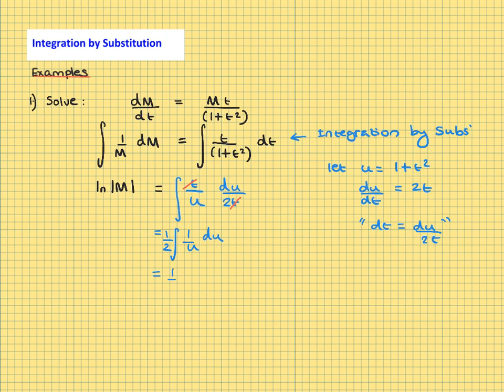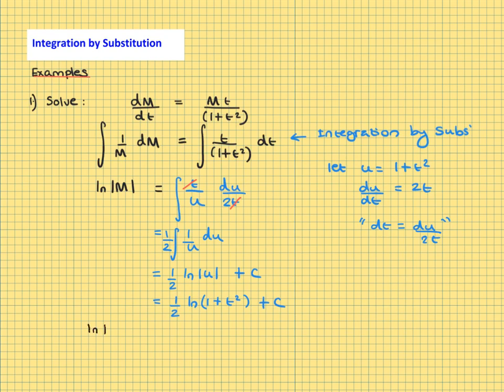So this gives me a half ln mod u plus some constant, like so, and I can finish off by writing that as a half ln of 1 plus t squared plus c. Notice I've taken the modulus sign away because 1 plus t squared has got to be greater than or equal to 1 by definition, so the modulus is no longer necessary. To finish off, I'm just going to do a little bit of simplification.